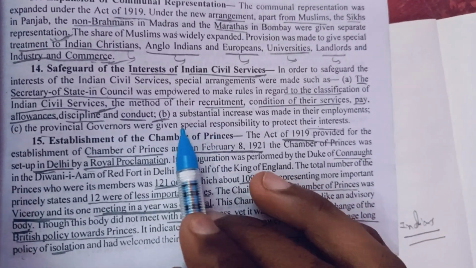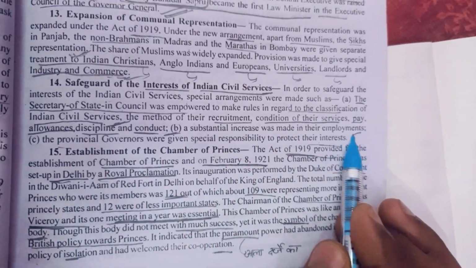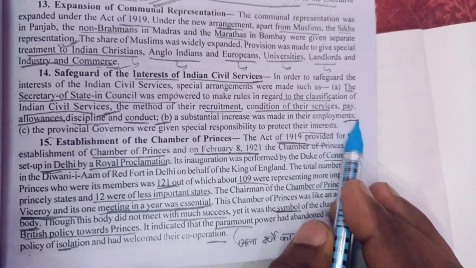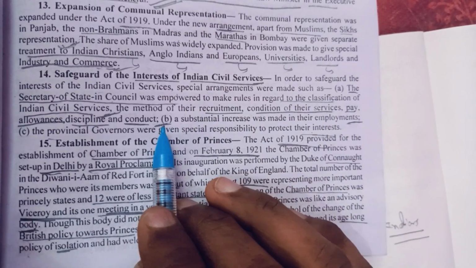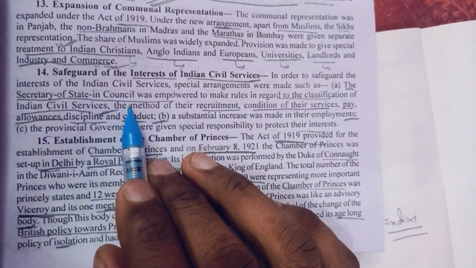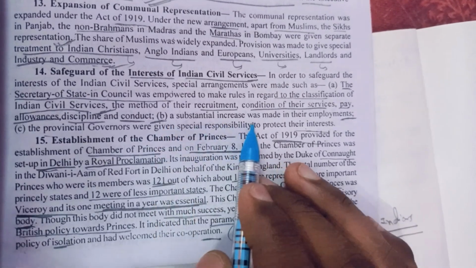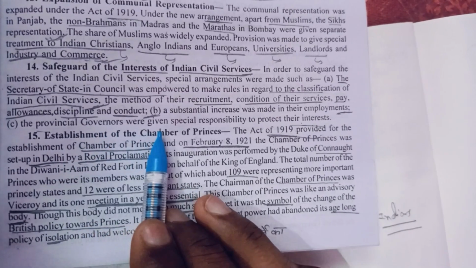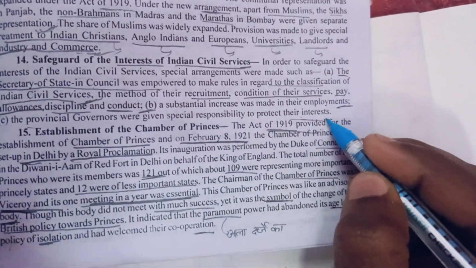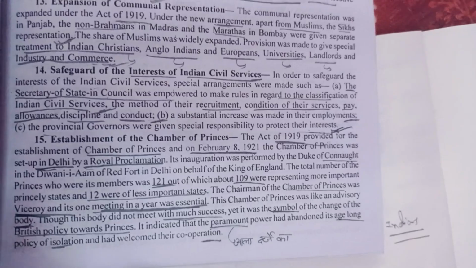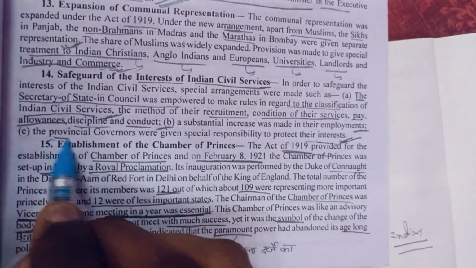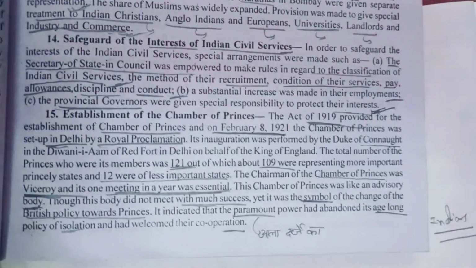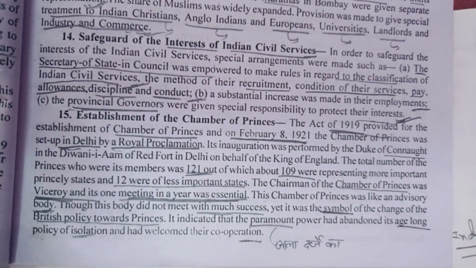Number second was that a substantial increase was made in their employment. So in the way of safeguarding the interest of the Indian civil services, number first was that the Secretary of State was empowered to make rules. Second, their employment was increased. Number third, the provincial governors were given a special responsibility to protect their interest. Means the provincial governors were charged to protect the interest of the Indian civil service members.